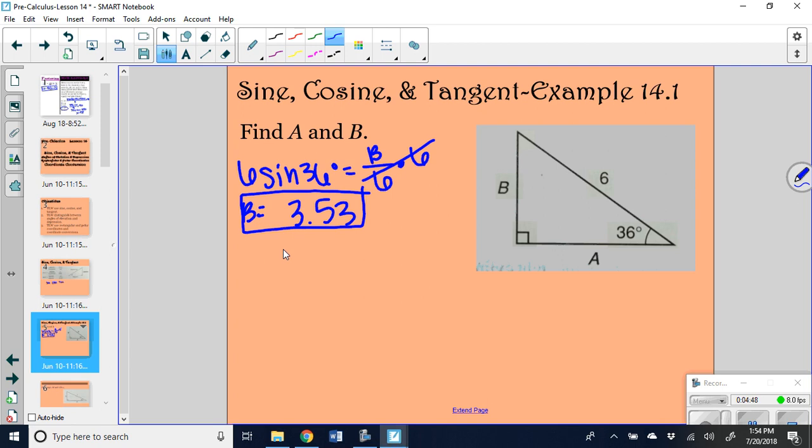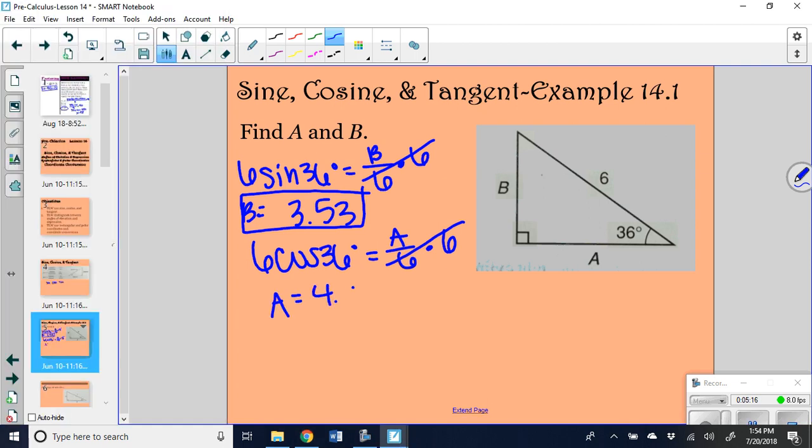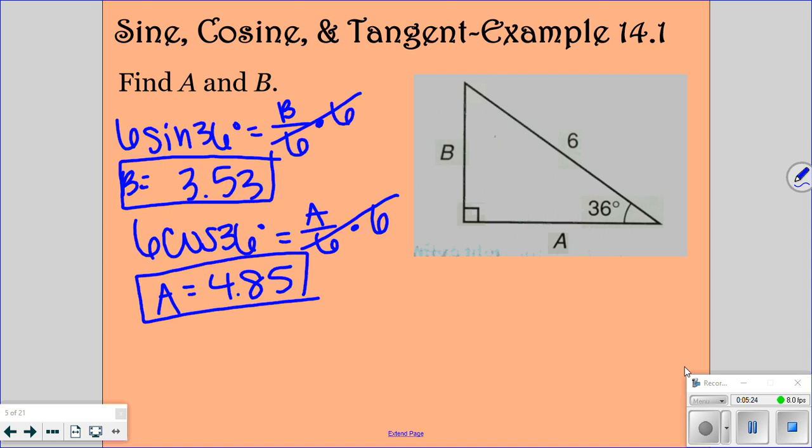So let's try cosine. If I do cosine of 36, that would give me adjacent over hypotenuse, so A over 6. So again, I'm going to multiply by 6 to get the A by itself. And so if I go to my calculator, I'm going to do 6 cosine of 36. I'm going to get 4.85 for my A. Okay, so that's how you can use your calculator to find those. On this one, we wouldn't have wanted to use tangent.